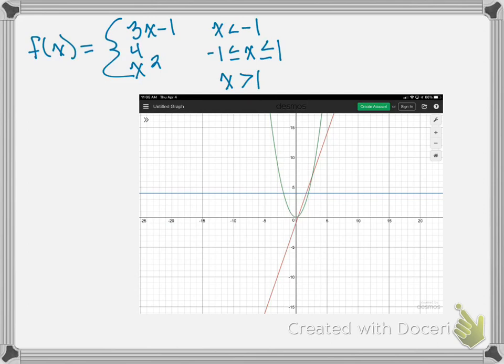What the piecewise function tells us to do is follow a certain rule depending on the numbers that you are talking about. So, in this particular piecewise function, if my number is less than -1, the rule that I am going to follow is 3x minus 1. So what I tend to do is draw a line, and I'm going to do it on a bigger screen.